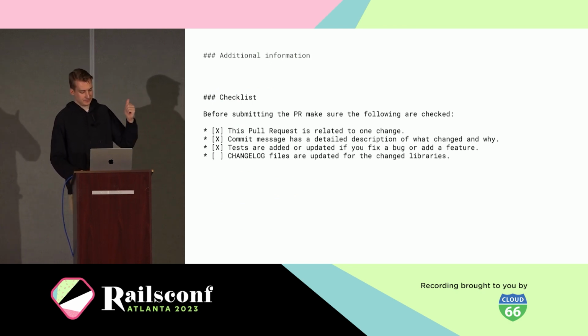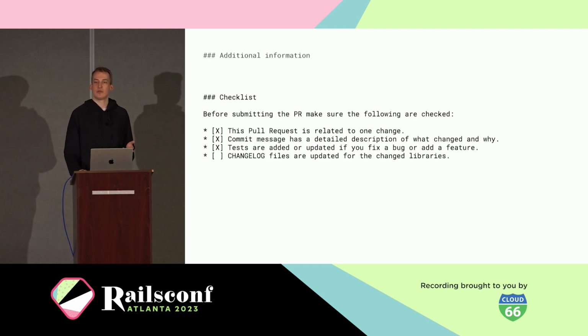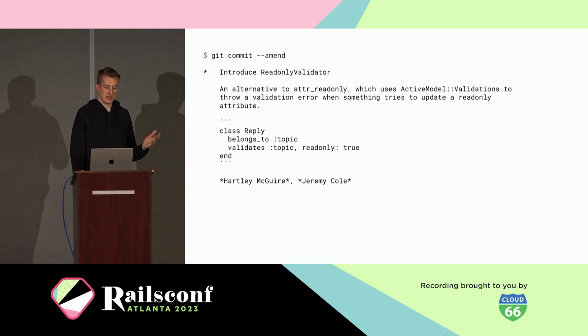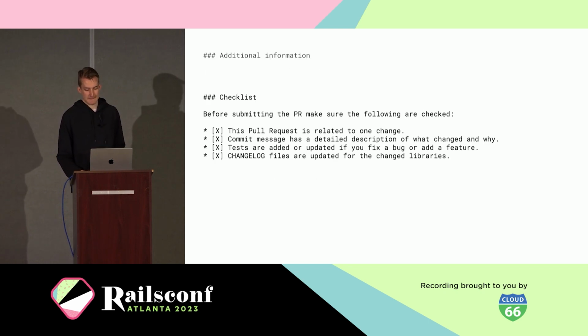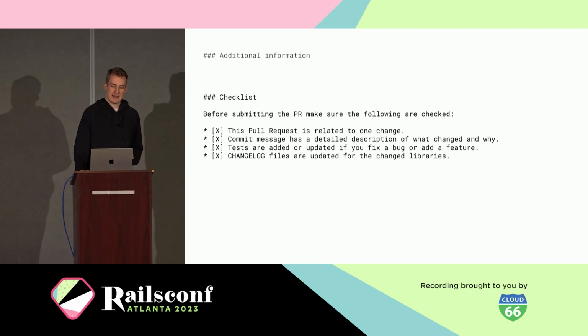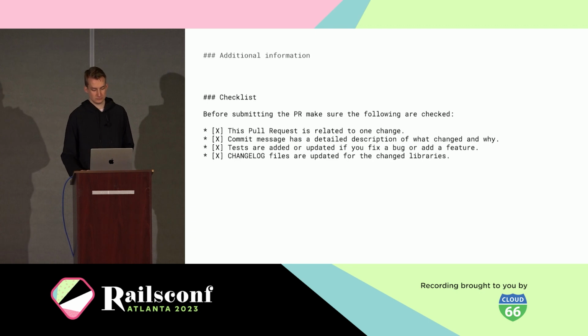Boom, test added. Finally, did we update the changelog for our new feature? We did not. We can add this to the top of the active record changelog and update the commit again. And now we've checked off everything in the list, and we can submit the pull request.